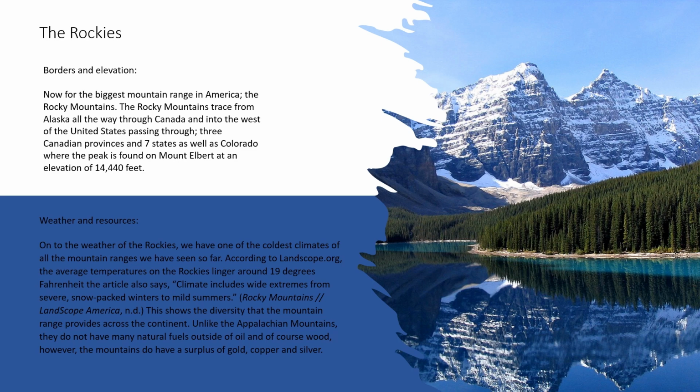On to the weather of the Rockies. We have one of the coldest climates of all the mountain ranges we have seen so far. According to Landscope.org, the average temperatures on the Rockies linger around 19 degrees Fahrenheit. The article also says climate includes wide extremes from severe snow-packed winters to mild summers. This shows the diversity that the mountain range provides across the continent. Unlike the Appalachian Mountains, they do not have many natural fuels outside of oil and, of course, wood. However, the mountains do have a surplus of gold, copper, and silver.